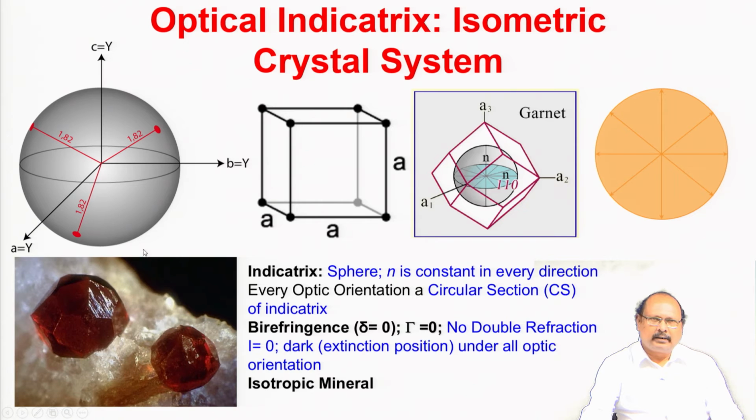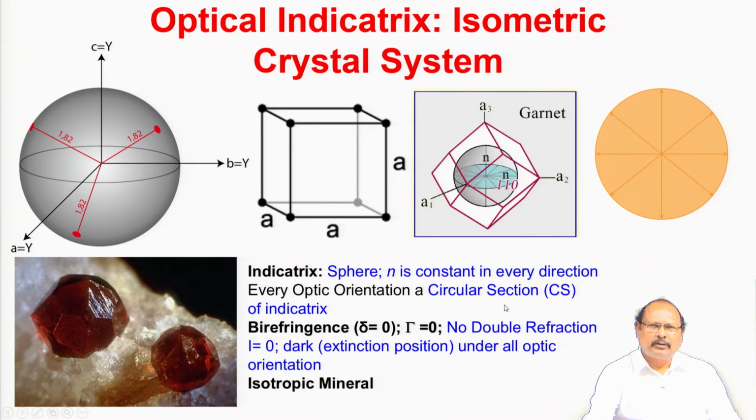So, for an isometric mineral, the indicatrix is a sphere where the refractive index, that is n, is constant in every direction, and in every optic orientation, if you cut this sphere through the center, it will be a circle. We call it a circular section of the indicatrix. Just like this is the circular section of the indicatrix here, and what is important is that the radius of the circle is the refractive index.